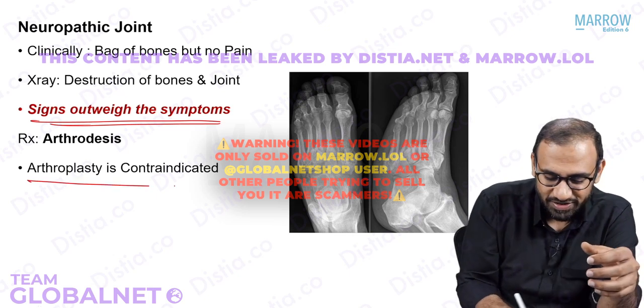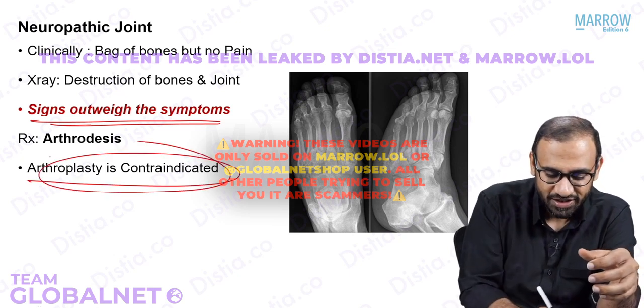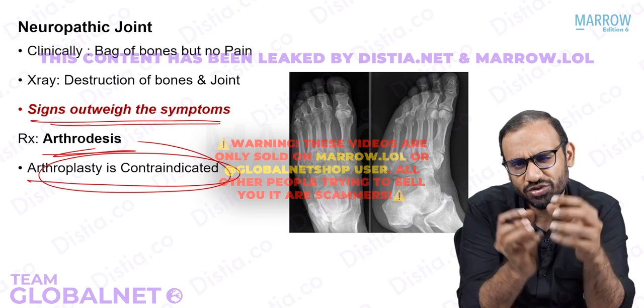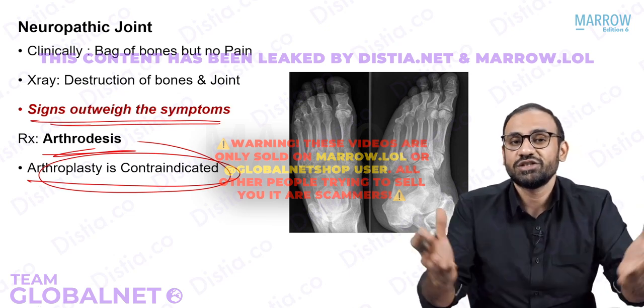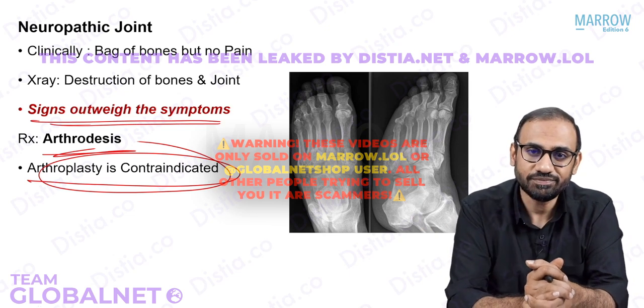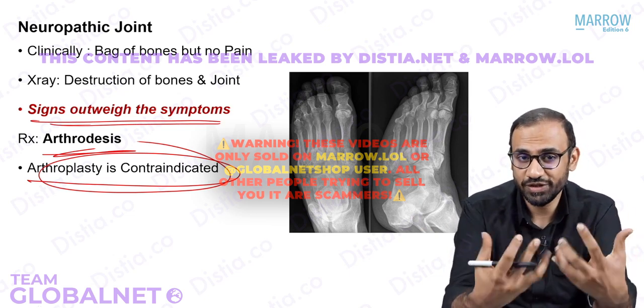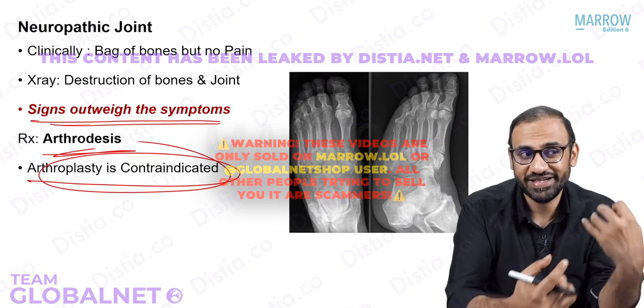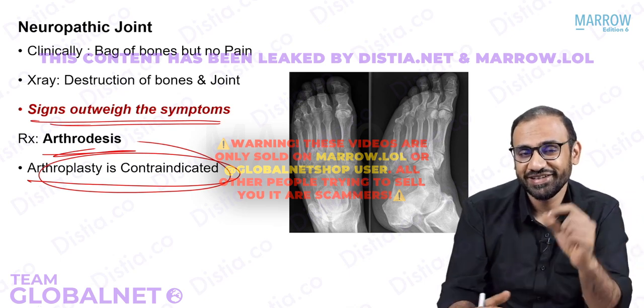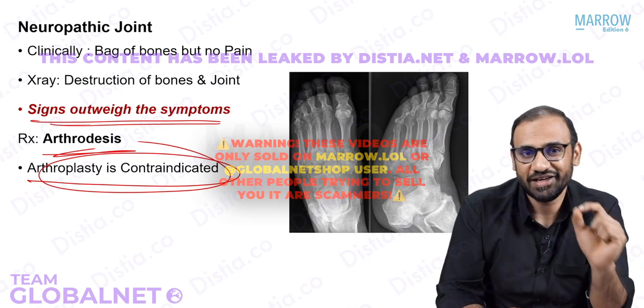So arthroplasty is usually contraindicated in these patients. The treatment is to fuse the destroyed joint in whatever position it is, so that at least it is stable for the patient to walk on. The fusion of a joint when you do it surgically is known as arthrodesis. In contrast, a disease process that fuses the joint is known as ankylosis.